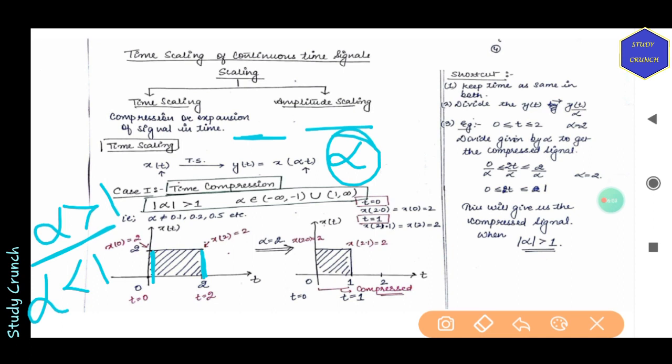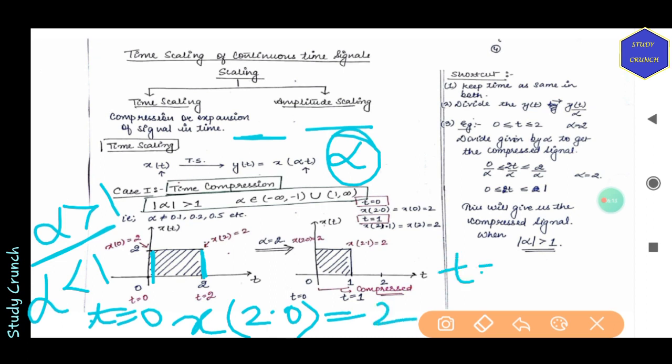So at t is equal to 0, we have x at 0 will be 2, and at t is equal to 2, if we write x of alpha t, alpha we have taken as 2, and at this particular one will be 2. So this is the time compressed signal.